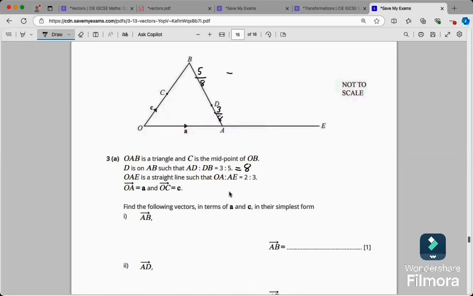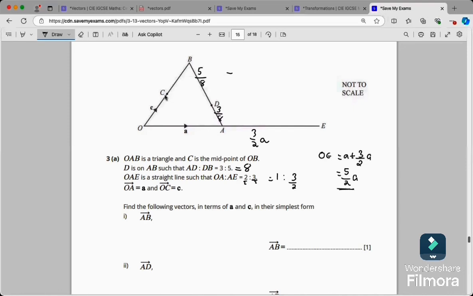And then OA is a straight line such that OA is to AE is 2 is to 3, right? So OA to AE, it's not the whole ratio. If I divide them by 2 on both sides, this ratio becomes 3 by 2, right? So that means if this is A, this will become 3 by 2A. Immediately you can even find out what is OE, which is the addition of A plus 3 by 2A, which is going to be 5 by 2A. Keep it ready. Now OA is going to be A, whereas OC is C.